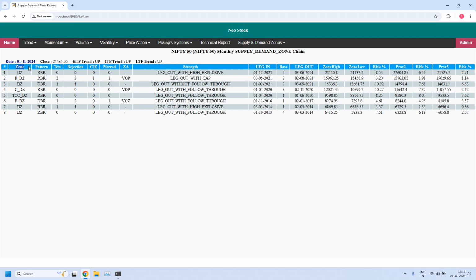Always look into the zone column to find high liquidity zones. Look into the pierced column to check whether any of the zones are pierced. Look into the LTF trend for the current time frame you have selected. This is the way you should understand the remaining reports, and also don't forget to pause the video when you are moving from one time frame to another, because I am giving you only a few seconds.